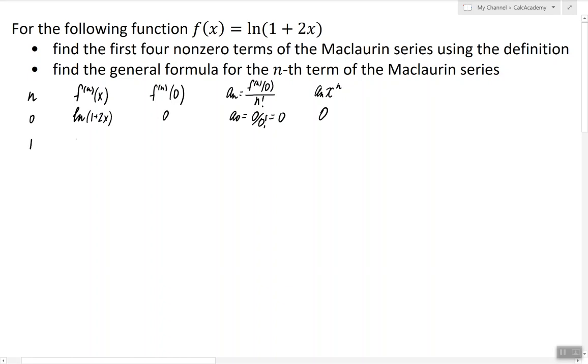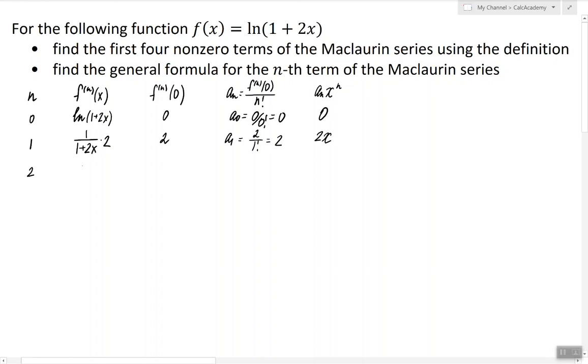Next term, let's take the derivative. So it's going to be 1 over 1 plus 2x times 2 by the chain rule. Evaluating this at 0 will give me 2. And finding the coefficient will give me 2 divided by 1 factorial, which is 2. So the term itself is 2x.